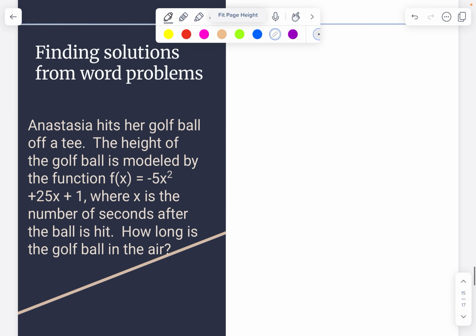So we'll look at one word problem here. Anastasia hits her golf ball off a tee. The height of the golf ball is modeled by the function f of x is -5x squared plus 25x plus 1, where x is the number of seconds after the ball is hit. How long is the ball in the air for? We're going to sketch a little graph of this.